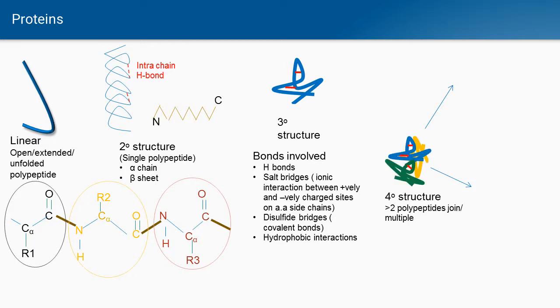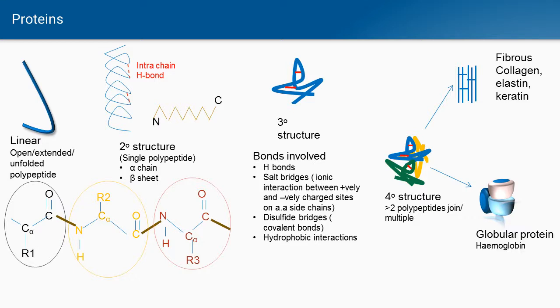Now, when two or more polypeptides interact with each other and come close and bind, they form quaternary structures. In these structures, the polypeptides can be identical or they can be different. So basically two types are there, fibrous and globular. Fibrous examples are collagen, elastin, keratin, and the very popular globular protein example is hemoglobin.